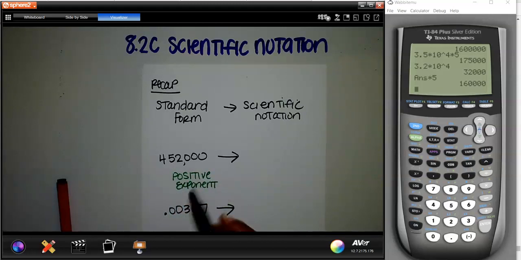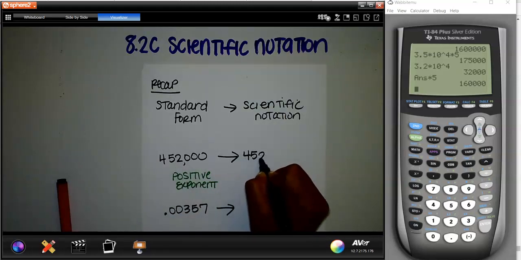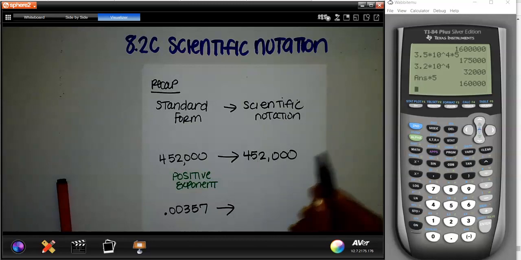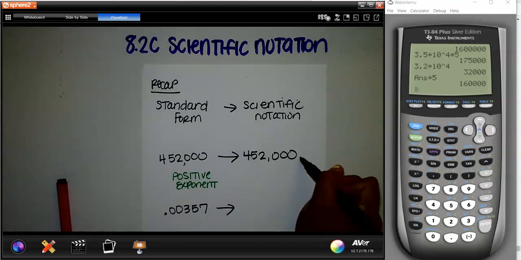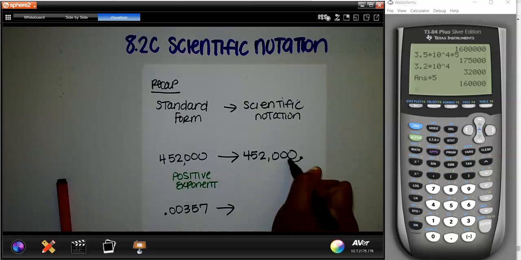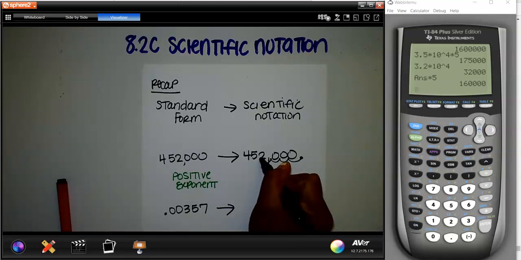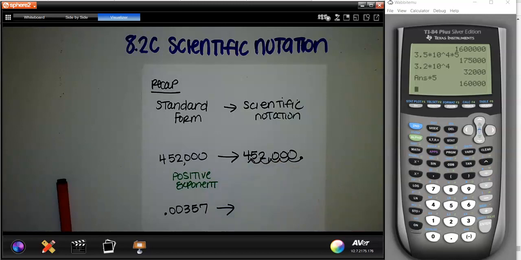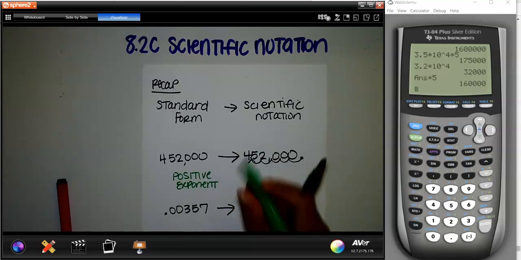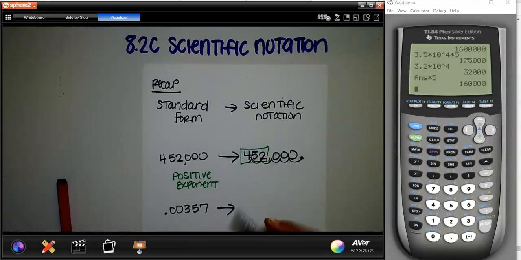So here, I'm going to take my standard form and rewrite it over here. First step, I'm going to locate the decimal in my number. This is a whole number, so I know that my decimal is going to be at the end here. Then I'm going to move it however many place values until I get a number between 1 and 10. So 1, 2, 3, 4, 5. So I know it's going to fall between this 4 and 5 here. So then this is my number.